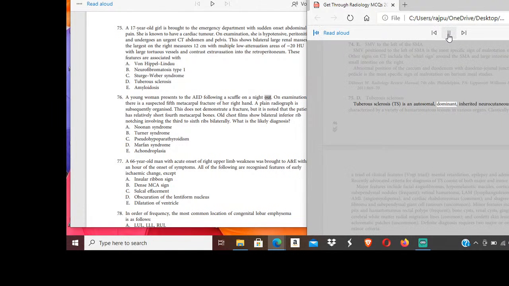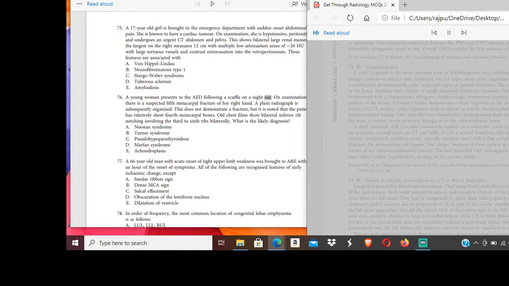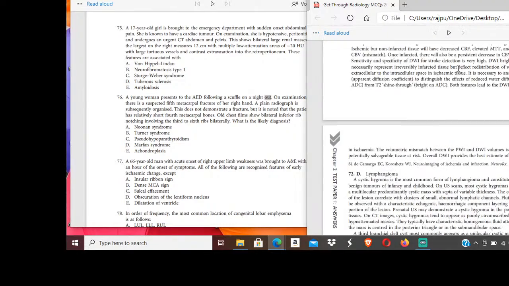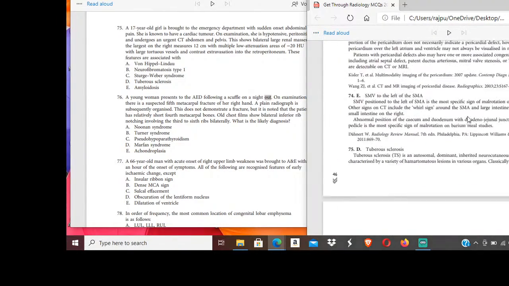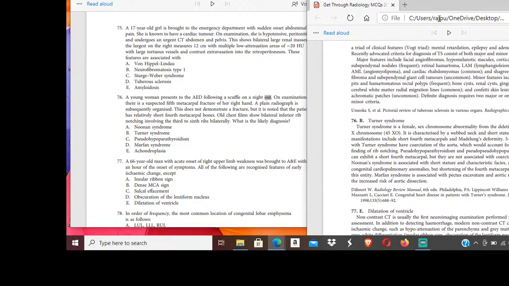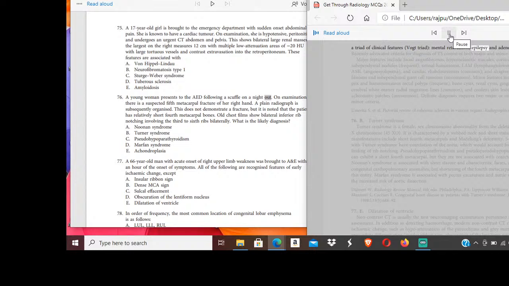TS is an autosomal dominant inherited neurocutaneous syndrome characterized by a variety of hamartomatous lesions in various organs. Classically, TS demonstrates a triad of clinical features, Vogt triad: mental retardation, epilepsy, and adenoma sebaceum. Recently advocated criteria for diagnosis of TS consist of both major and minor diagnostic features.